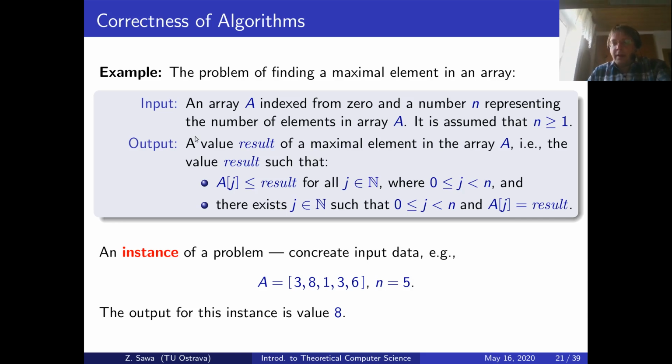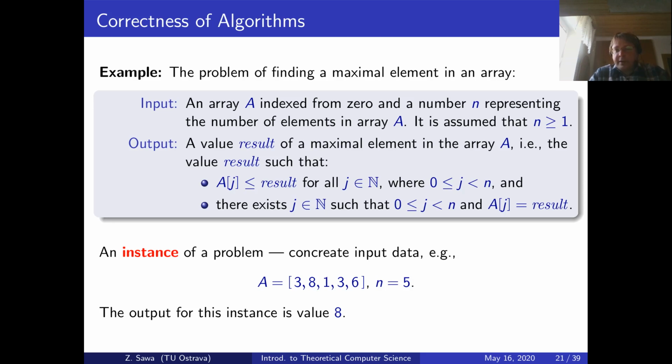Basically the description of the input describes the set of all possible instances of the given problem, and for each instance the algorithm should compute the resulting value that should satisfy this condition. So for example, for this instance the output should be 8. This value 8 really satisfies that it is greater or equal to every element in the array, and it really occurs on some position in the array.